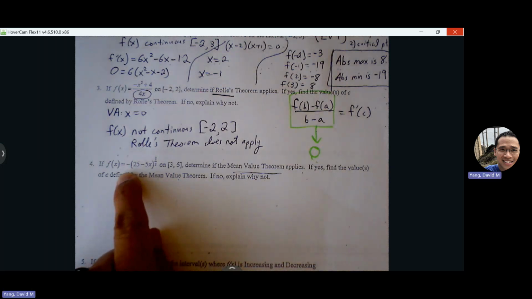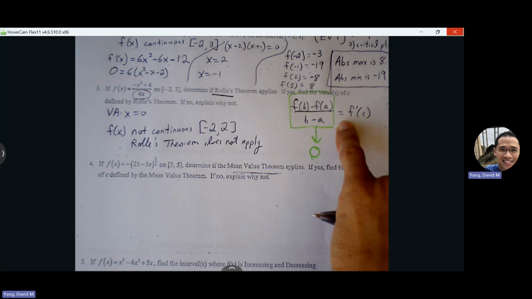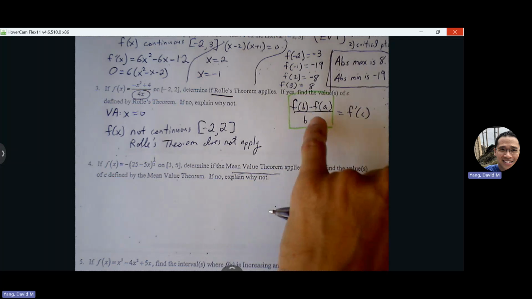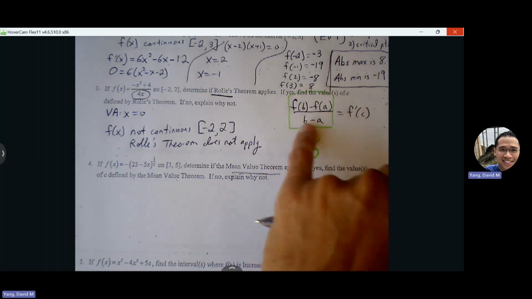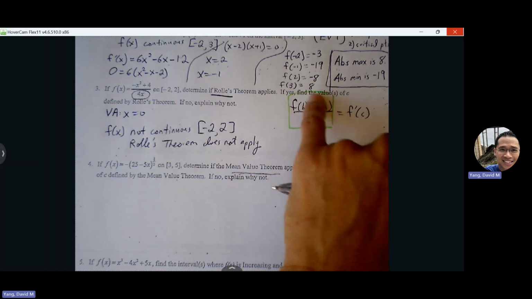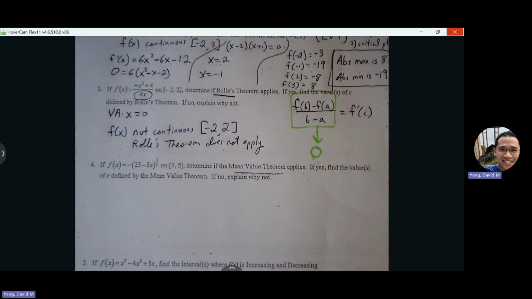For number 4, mean value theorem, virtually the same process as Rolle's theorem, same conditions, same formula. It's more flexible though. Mean value theorem doesn't need this piece to give you 0. It could be any slope. Could be slope 5, could be slope 8, could be slope -4. I mean, it could be slope 0 as well, but it doesn't have to be. Rolle's theorem has to be slope 0. Mean value theorem can take on other slope values.